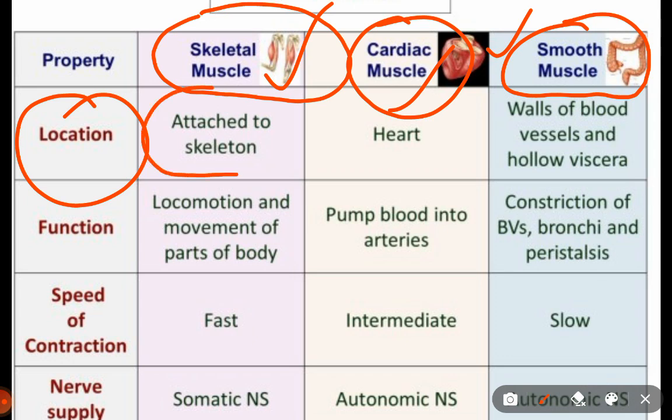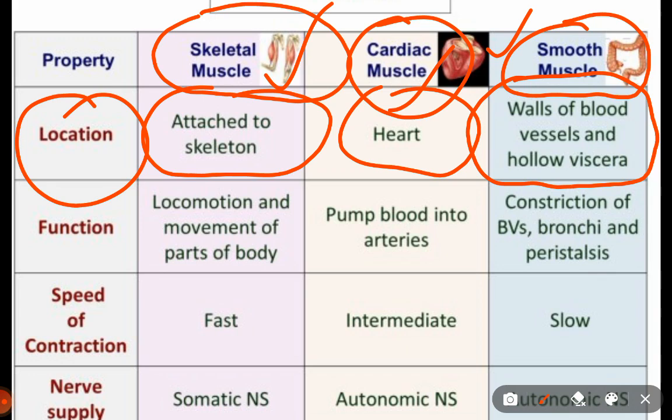Skeletal muscles are attached to the skeleton, okay? So throughout your bones in the body, the muscles which are attached to the bones are called skeletal muscles. For example, your biceps and triceps are attached to your bones, so they are called skeletal muscles. Cardiac muscles are very specialized muscle tissues, and they are found in your heart. And smooth muscles are in the walls of blood vessels and other hollow viscera, like your stomach, okay? They are in the lining of the stomach and in the small intestines, okay? We will talk about the features in the next section, and you will know why they are called smooth muscles.